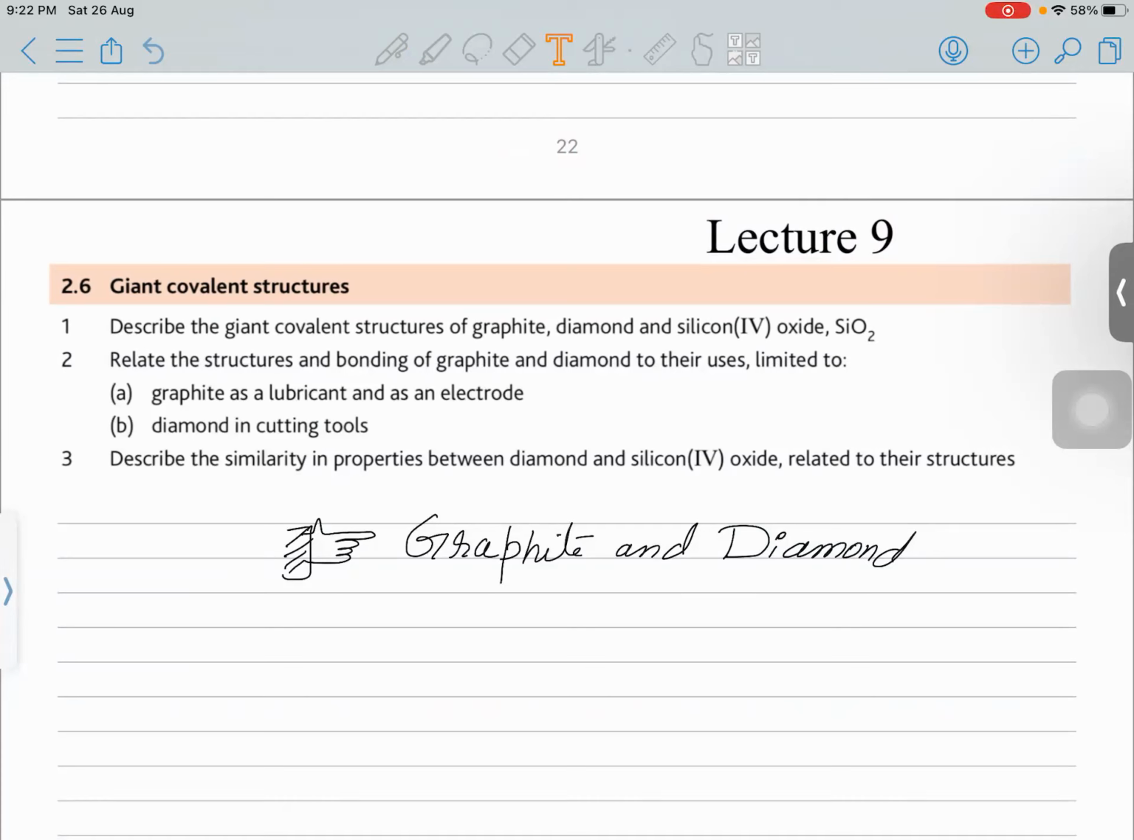So, graphite and diamond. First point, both are allotropes of carbon.